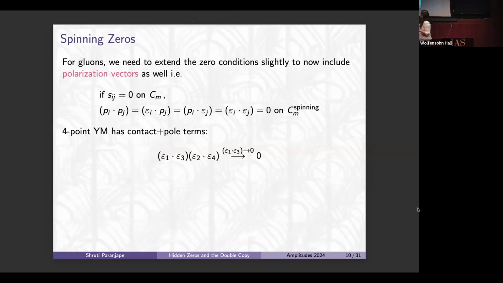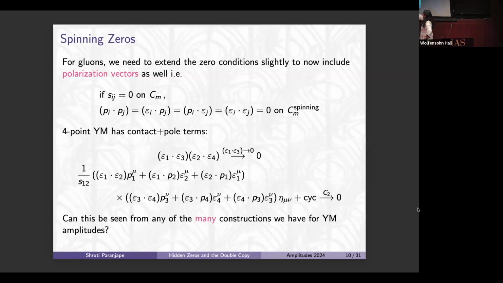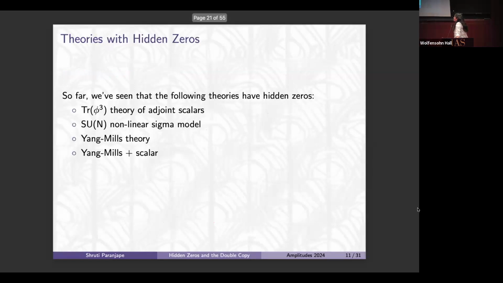Okay, so just a little bit about what happens when you also have polarization vectors. So when you have polarization vectors, then every time your 0 condition includes s_ij equals 0, I also need to send epsilon_i dot p_j, p_i dot epsilon_j, and epsilon_i dot epsilon_j to 0, where epsilon is the polarization vector. Okay, so it's easy to see that in Yang-Mills, for example, the contact term goes to 0, and then the pole terms go to 0 on such a condition at 4-point, let's say. Okay, good. So this is the list of theories that were first discussed. And so this is where the hidden zeros were first found.